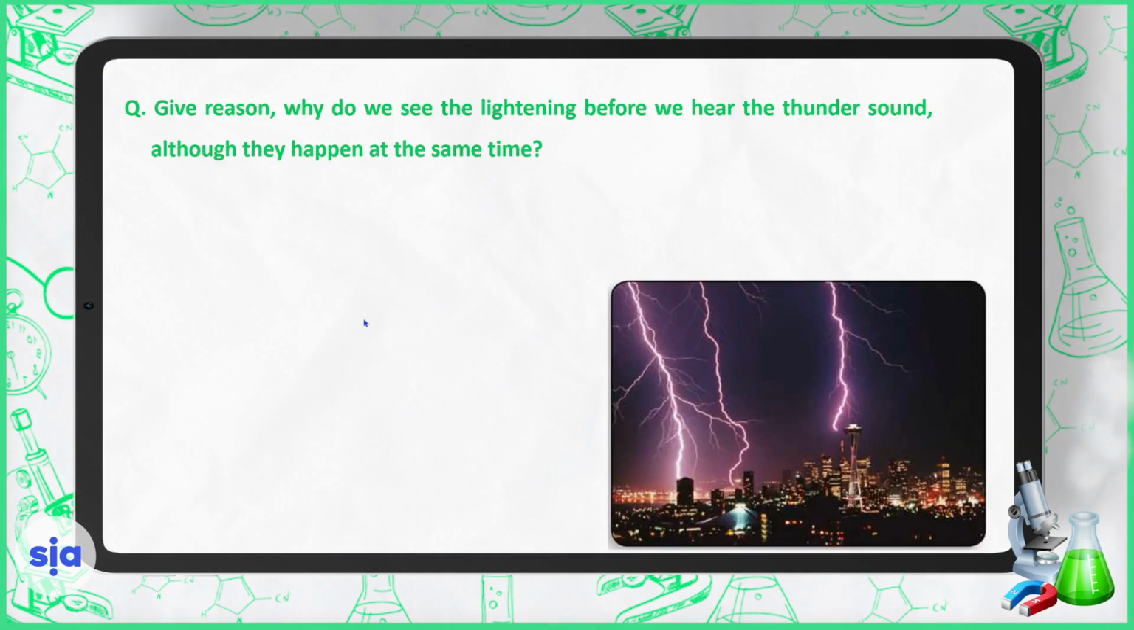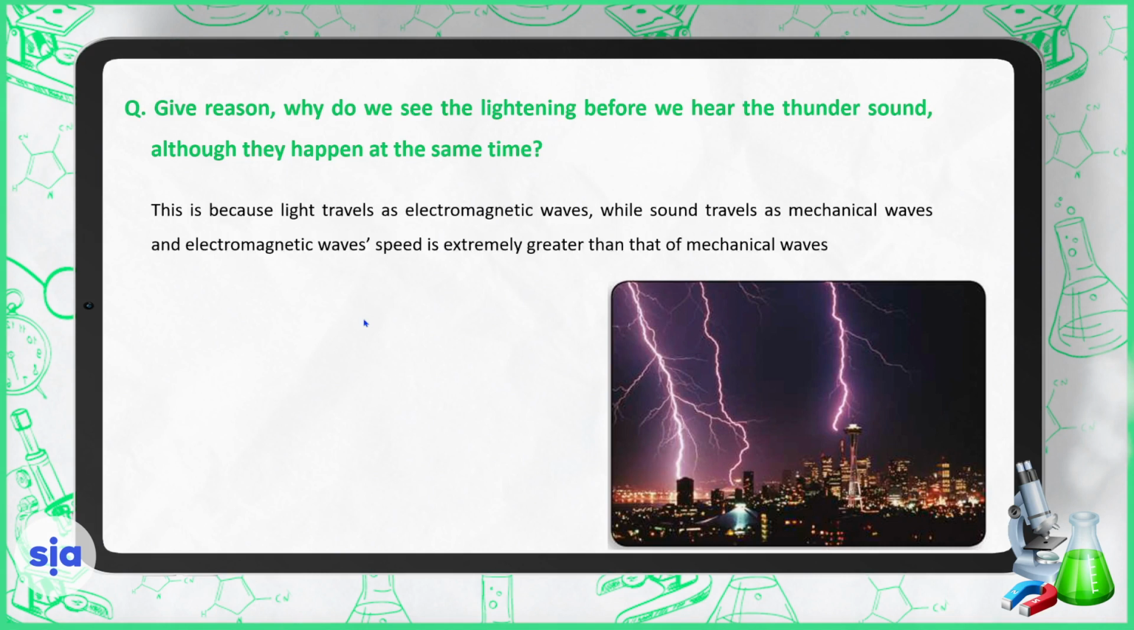Now, can you give a reason why we see lightning before we hear thunder, although they happen at the same time? Let's see together. We all know that lightning and thunder happen at the same time, but why do we see the lightning before hearing the thunder? Yes, because light travels as electromagnetic waves and sound travels as mechanical waves. Electromagnetic wave speed is extremely greater than the mechanical waves.